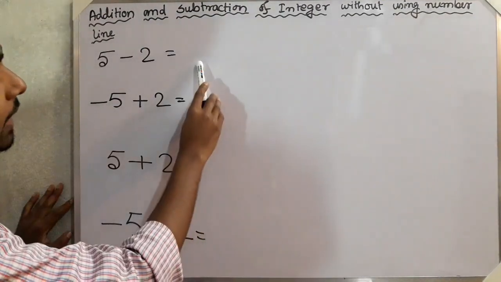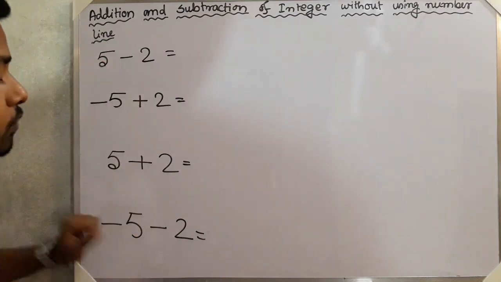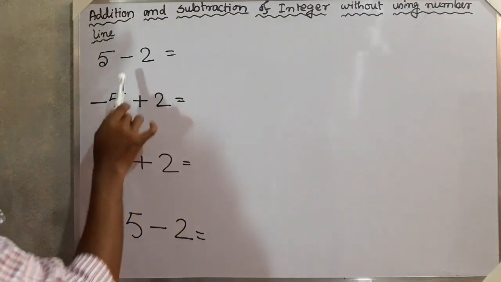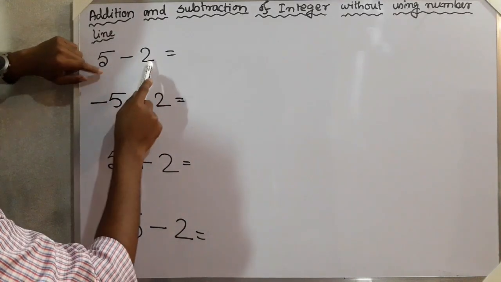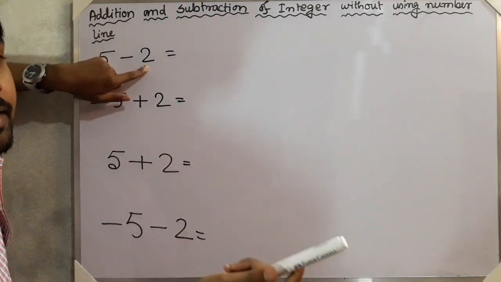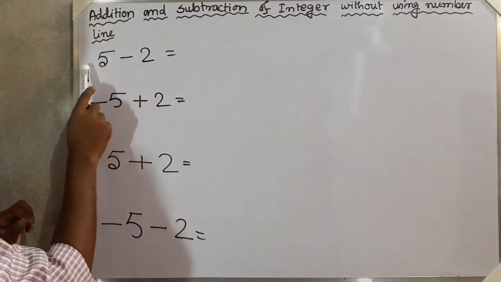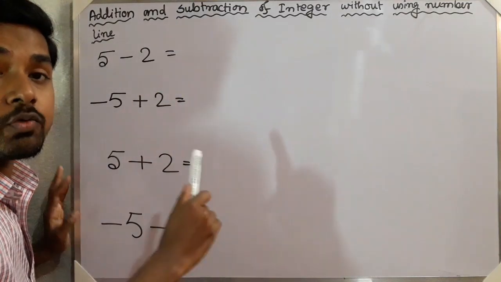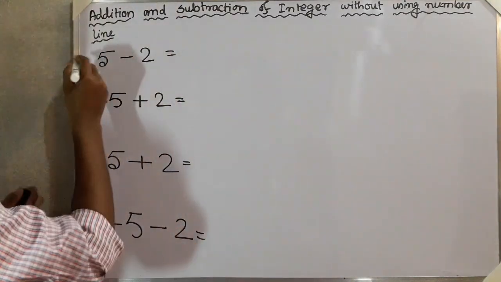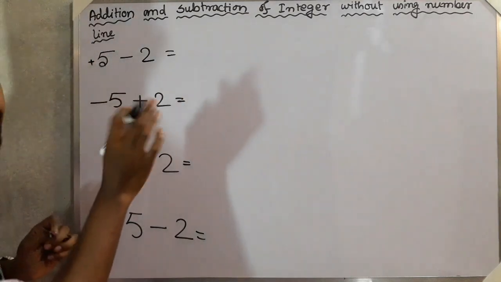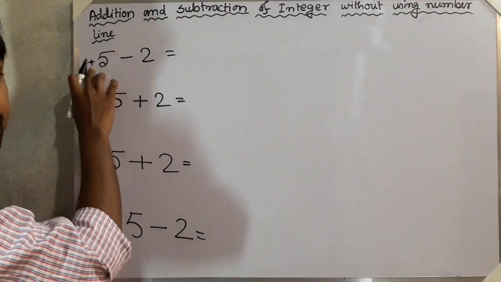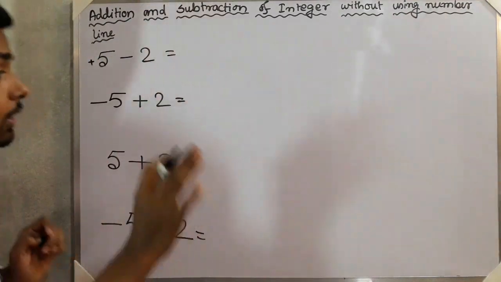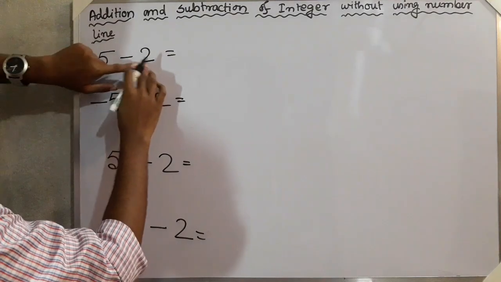So students, we have taken 4 examples, and we have to solve them without using a number line. First, you can see here 5 is a positive integer and 2 is a negative integer. How can we identify that 5 is positive? Before 5 there is no symbol, and before a number no symbol means plus. So before 5 it has a plus sign, but you should not write it. You have to think that before 5 it is plus. And before 2 it is minus.